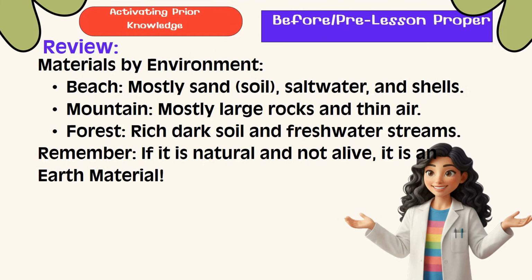Materials by environment: for the beach, mostly sand, soil, salt water, and shells. For the mountain, mostly large rocks and thin air. For the forest, rich dark soil and freshwater streams. Remember, if it is natural and not alive, it is an earth material.